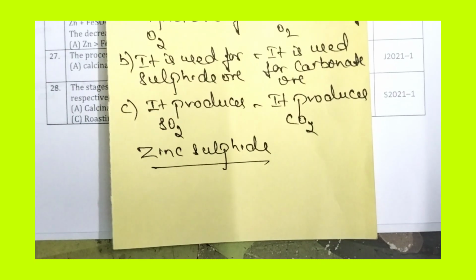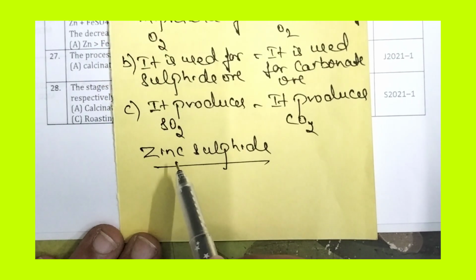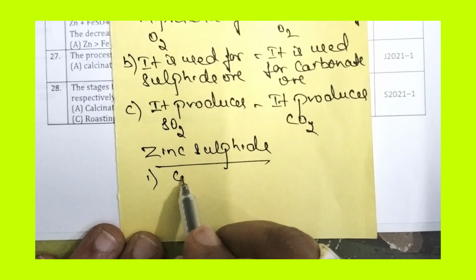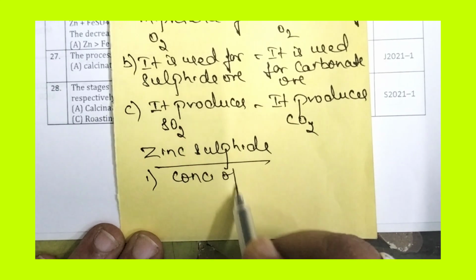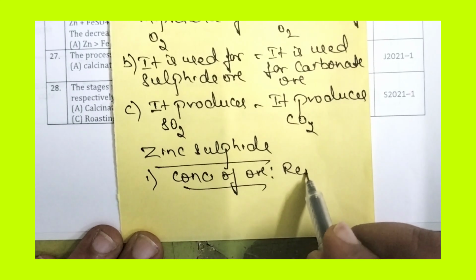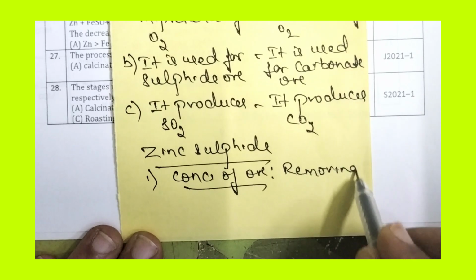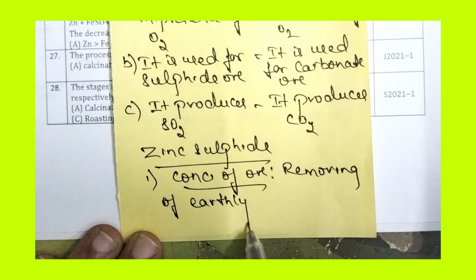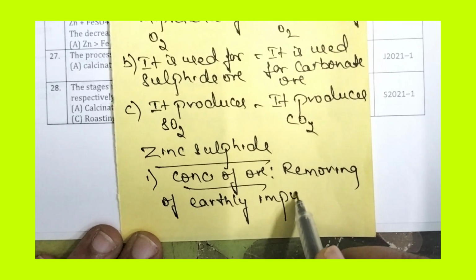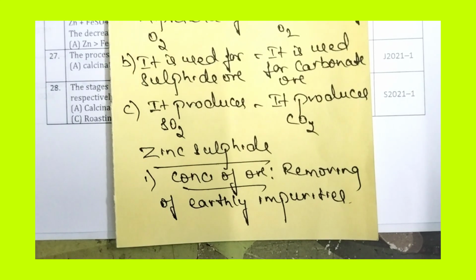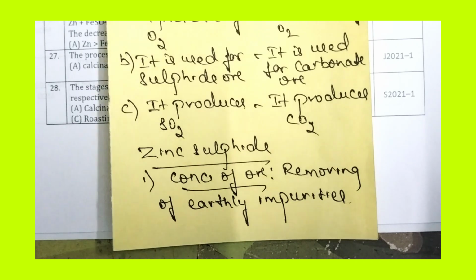So let us think that we are getting zinc ore, that is zinc sulfide. So first step: concentration of ore. Removing of earthly impurities is called concentration of ore. So to concentrate the ore means removing earthly impurities, which we call gangue.